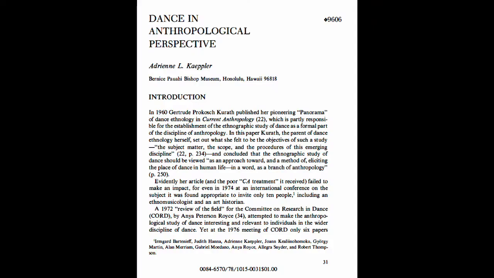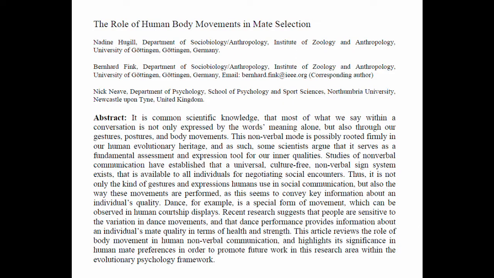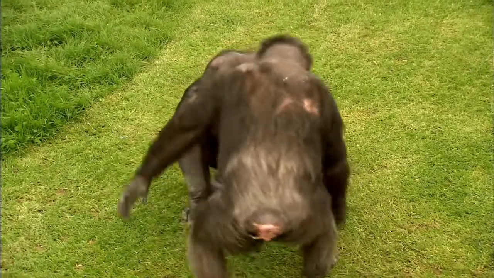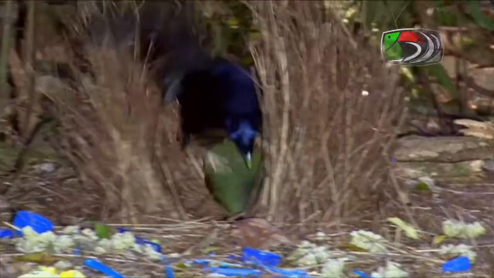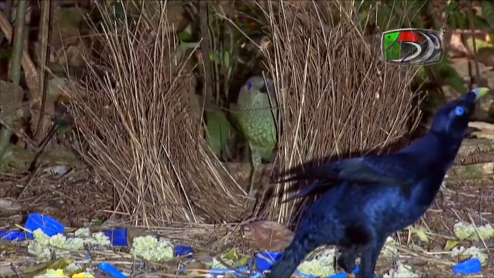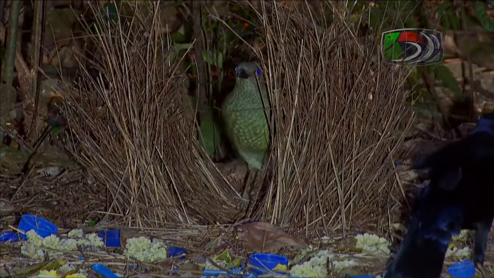In her article, Dance in Anthropological Perspective, Adrienne Kaeppler describes dance as a visual manifestation of social relations, and in their article, The Role of Human Body Movements in Mate Selection, Nadine Hugill, Bernhard Fink and Nick Neave make comparisons between human dance and courtship behaviour in animals, including close relatives like chimpanzees and more distant animals like birds and spiders. As such, instrumental music often appears to play an accompanimental role in social communication and even sexual selection, and this can be seen across eras and cultures.